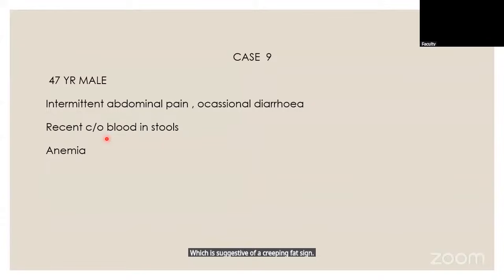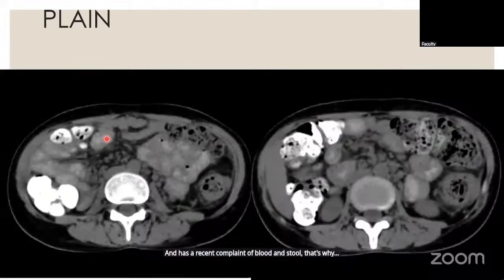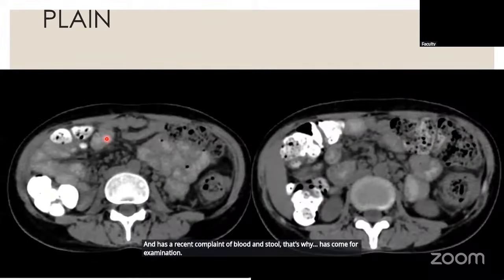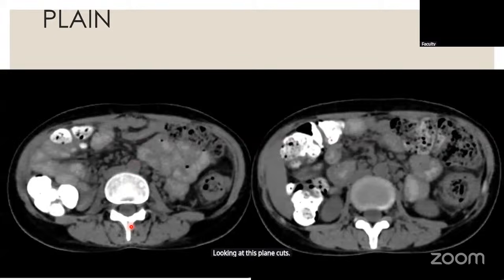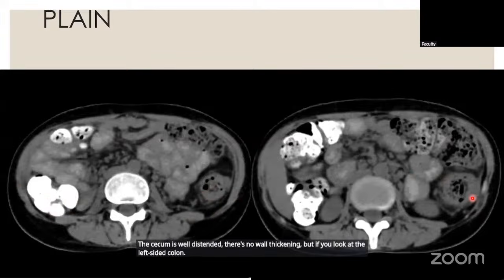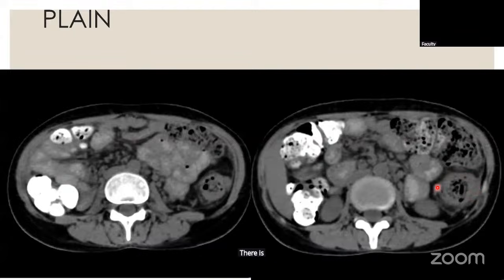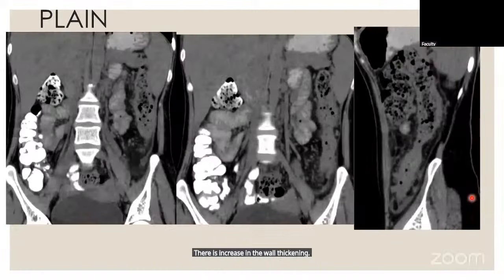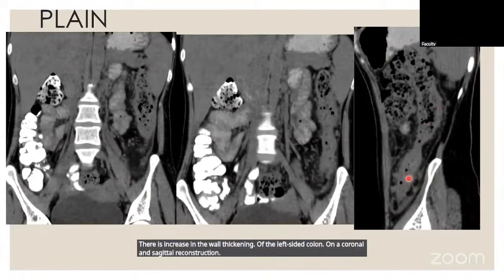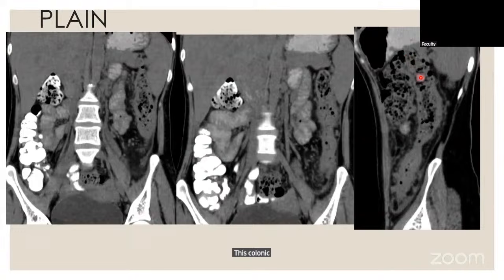A male coming with occasional diarrhea and anemia and has a recent complaint of blood in stool. That's why he has come for examination. Looking at these plain cuts, what do you notice? The cecum is well distended. There's no wall thickening. But if you look at the left-sided colon, there is increase in the wall thickening of the left-sided colon. On a coronal and sagittal reconstruction, this colonic thickening is involving the entire flexure.